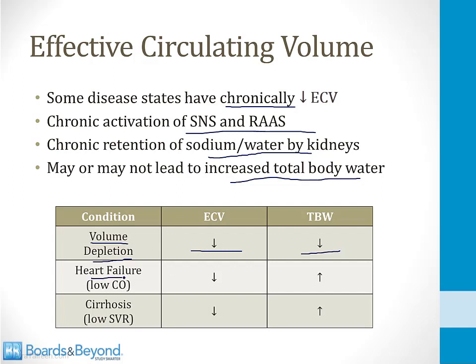In heart failure, the situation is different. Heart failure patients have a low cardiac output that causes a low effective circulating volume. This activates the SNS and RAS systems, which leads to retention of sodium and water. This, however, does not correct the effective circulating volume problem. Because of the heart failure, the ECV remains low, and thus patients with heart failure develop an increase in total body water, but the problem is that the water is in all the wrong places. It's stuck in the venous system, and thus heart failure patients are congested.